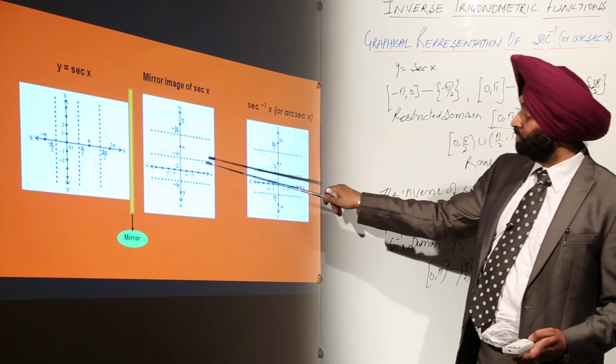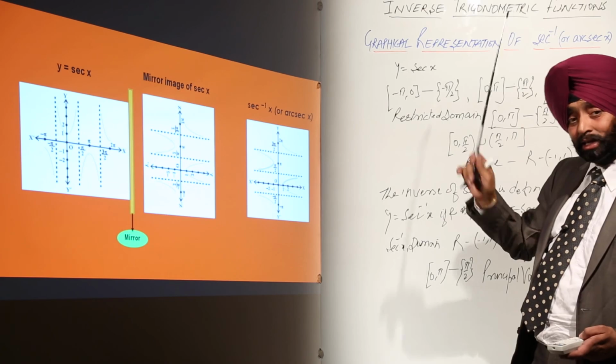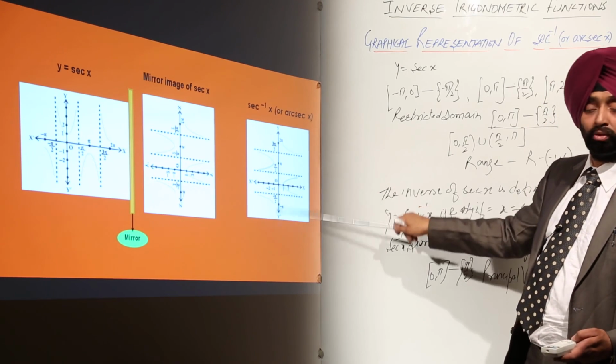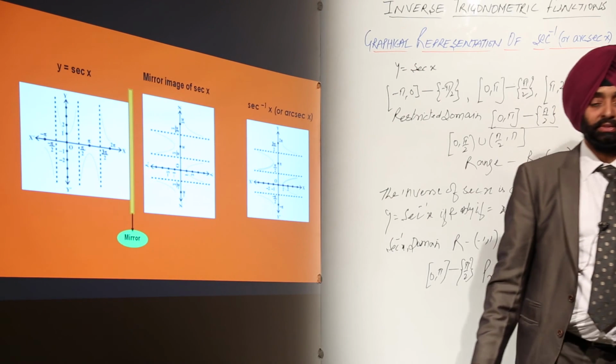Now after changing the axes of the mirror image, we are getting the picture of the inverse. So this graph is for the inverse of secant x.